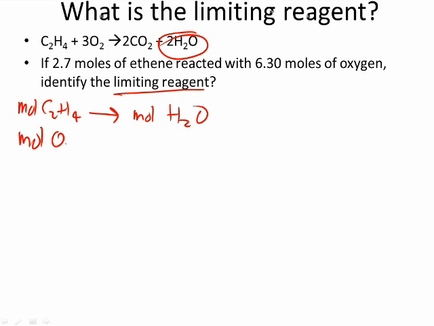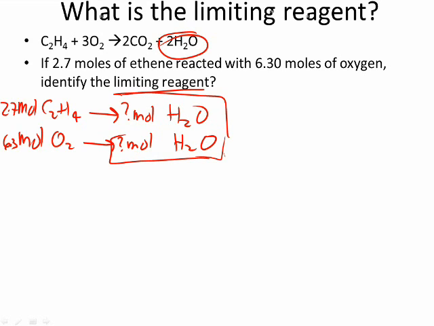Likewise, how many moles of oxygen will produce how many moles of water? We were given 2.7 and we were given 6.3. The one that produces the least amount will be the limiting reagent. Let's just go for this.